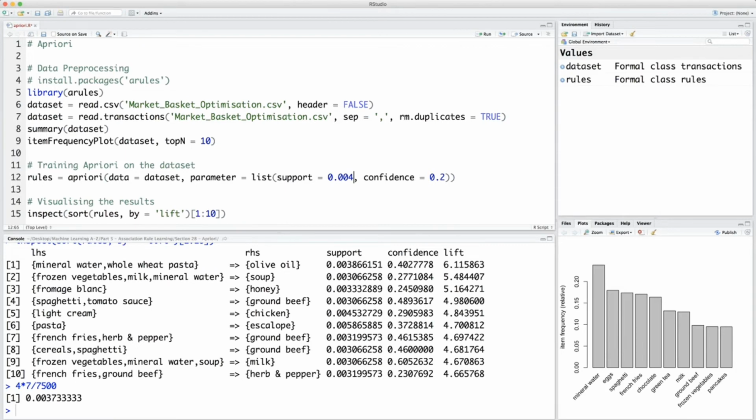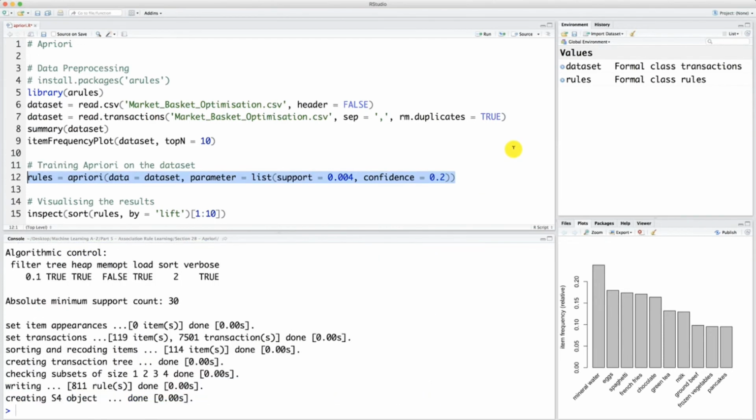So let's try this one. 0.004, that corresponds to products that are purchased at least 4 times a day instead of 3 previously. So let's train the Apriori model again to obtain the new rules. So I'm going to execute this and we get the new rules. And since we increased the support, we find a smaller number of rules, 811 rules, compared to previously, we had more than 1,000 rules. That's because we increased the support and kept the same 20% confidence.